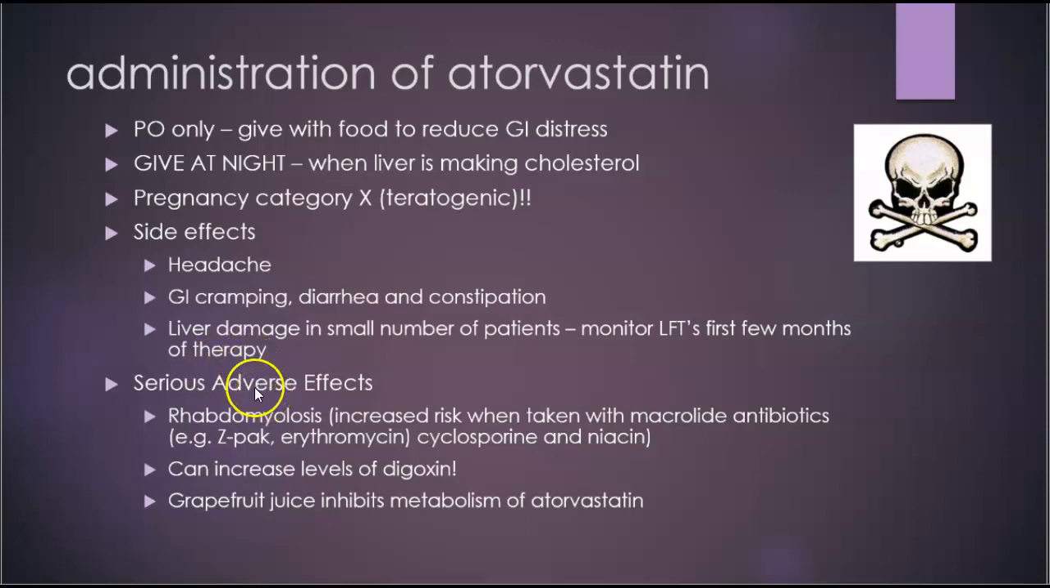Now, serious adverse effects. The big one for this drug is rhabdomyolysis, and this particular condition, which is basically the breakdown of muscles, you are at increased risk for this when you're taking this drug with a macrolide antibiotic. So for instance, like a Z-Pak or erythromycin, those are what we call macrolide antibiotics. So cyclosporine is another drug that when you take atorvastatin with cyclosporine, you are at higher risk for rhabdomyolysis.